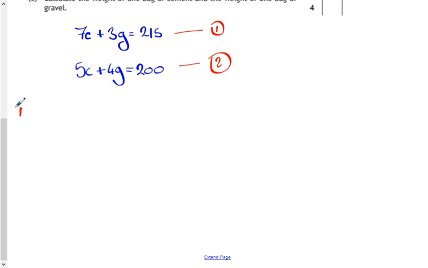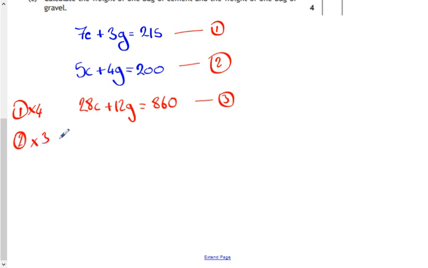So I'm going to take equation 1, and I'm going to multiply it by 4 to get 28c plus 12g is equal to 860. I'm going to call that equation 3. Then I'm going to take equation 2 and I'm going to multiply it by 3. And that's going to give me that 15c plus 12g is equal to 600. I'll call that equation 4.